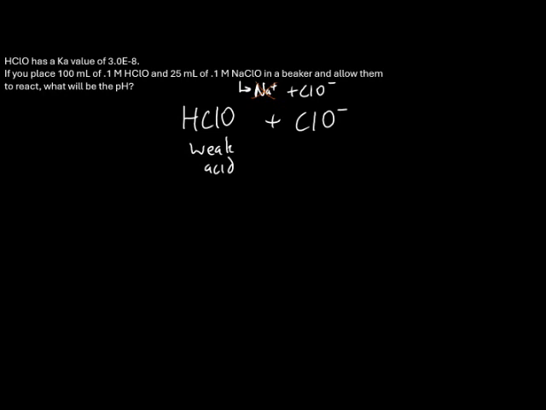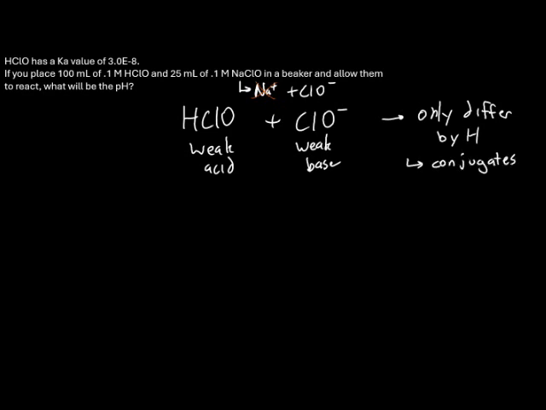Now, most things that are negative are weak bases. And since ClO negative is not on our super weak base list that I gave you previously, we'll say that this is a weak base. Now notice that these two compounds we've placed together are conjugates of each other because they only differ by H.